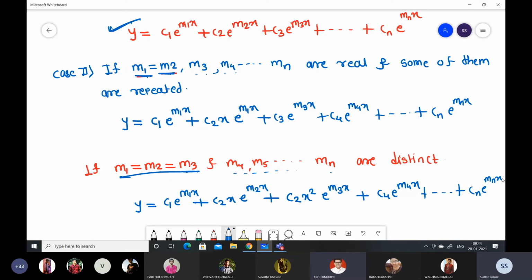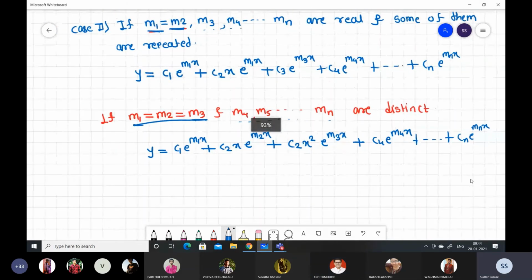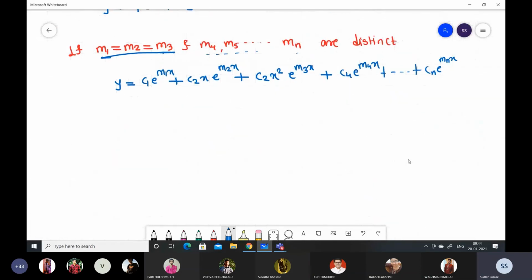Okay, and now let me take some examples, and thereafter we will go for case number 3, which will be complex roots, right? So before going to that, let me check out some examples.